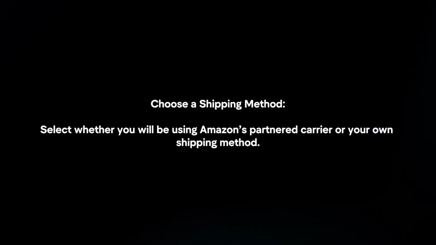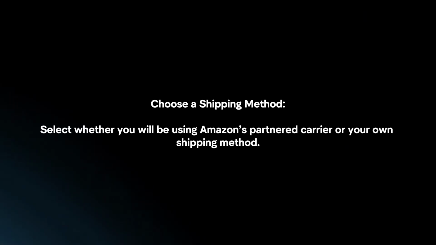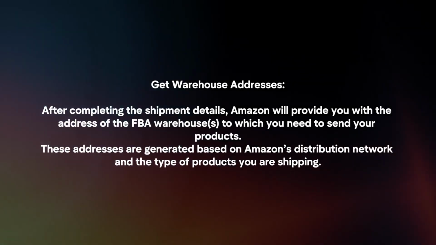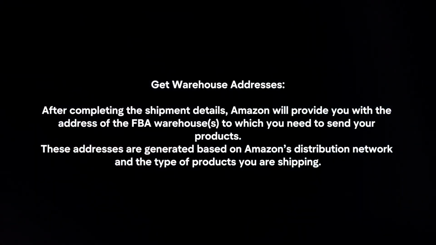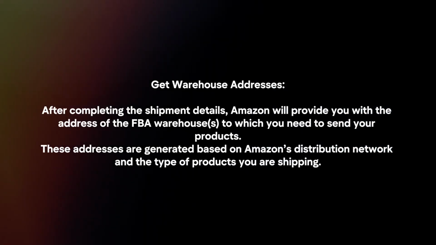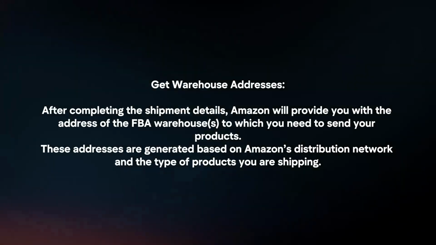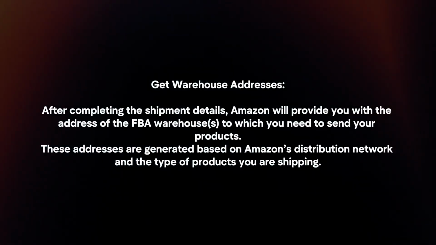Choose a shipping method. Select whether you will be using Amazon's partnered carrier or your own shipping method. Get warehouse addresses. After completing the shipment details, Amazon will provide you with the address of the FBA warehouse to which you need to send your products. These addresses are generated based on Amazon's distribution network and the type of products you are shipping.